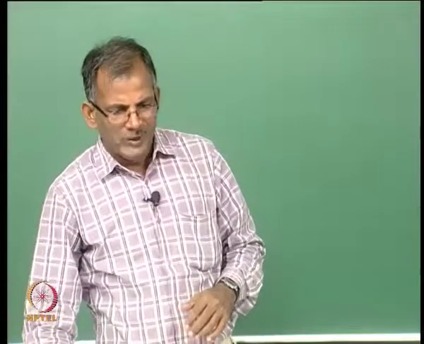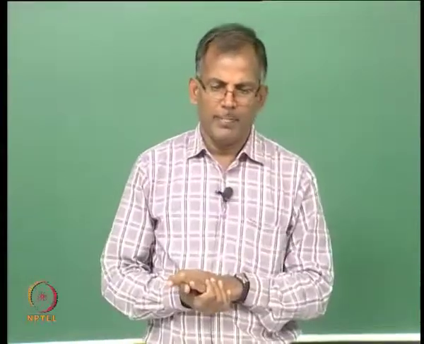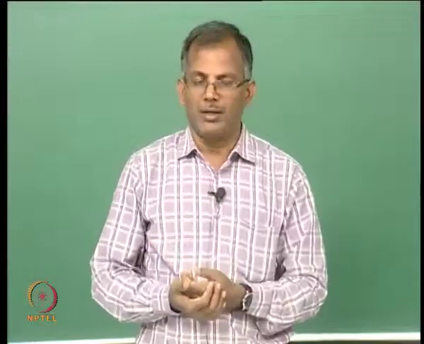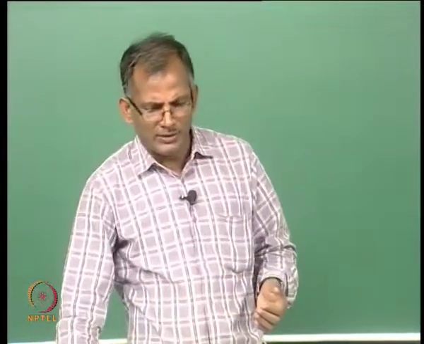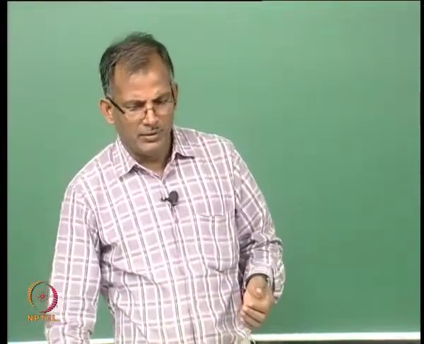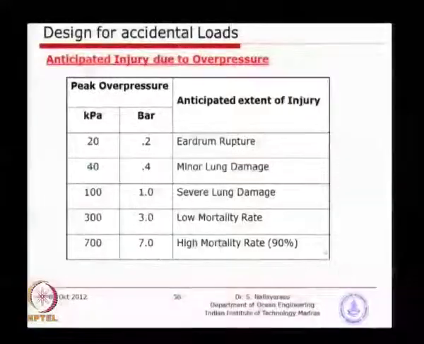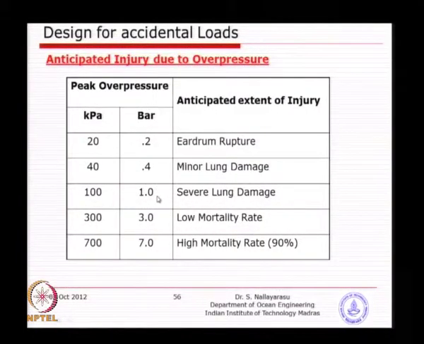Typically, the overpressures expected on offshore platforms are not as high as 7 bar. Most offshore platforms are designed for less than 1 bar, but in special cases some platforms are also designed for 3 bar overpressure. So, 3 bar is nothing but 300 kilopascal, which is 30 ton per meter square.